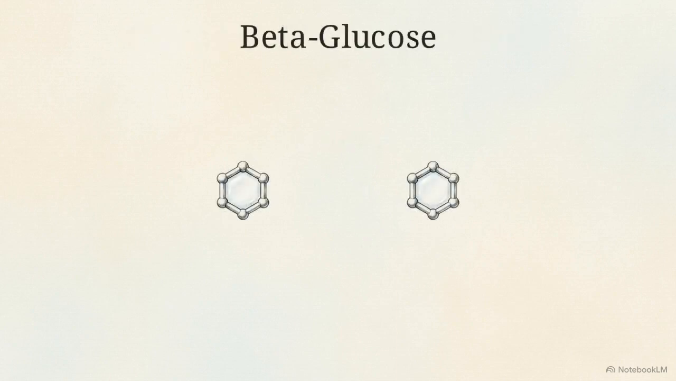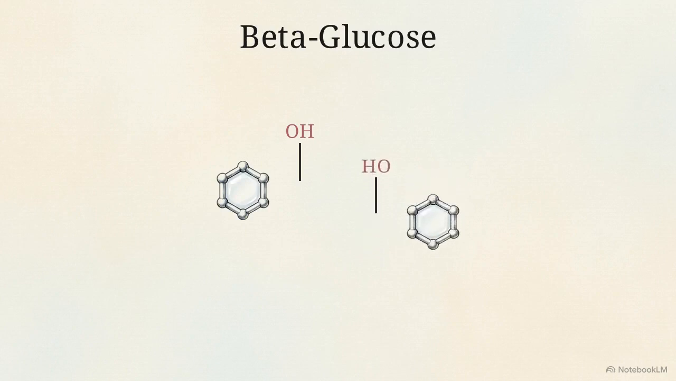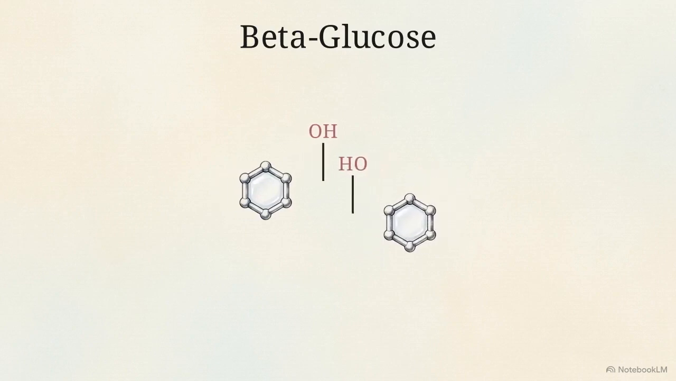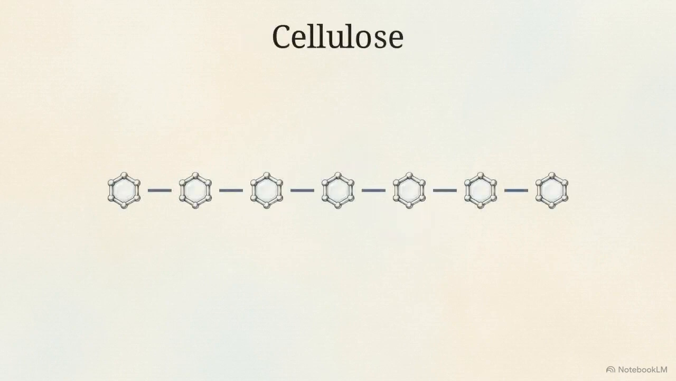Beta-glucose presents a geometric roadblock. Because the carbon 1 hydroxyl points up, 2 beta-glucose molecules cannot align their reacting groups normally. To successfully form a 1,4 glycosidic bond, every alternating molecule in the chain must flip physically upside down. Because the units alternate, the resulting polymer cannot coil. It forms long, completely straight chains called cellulose.